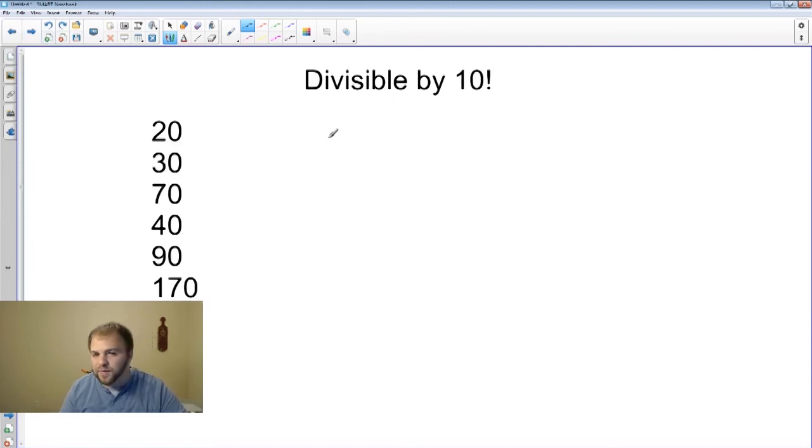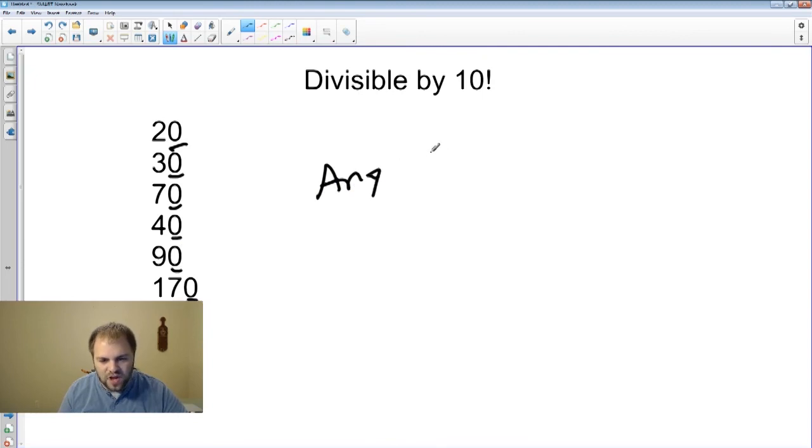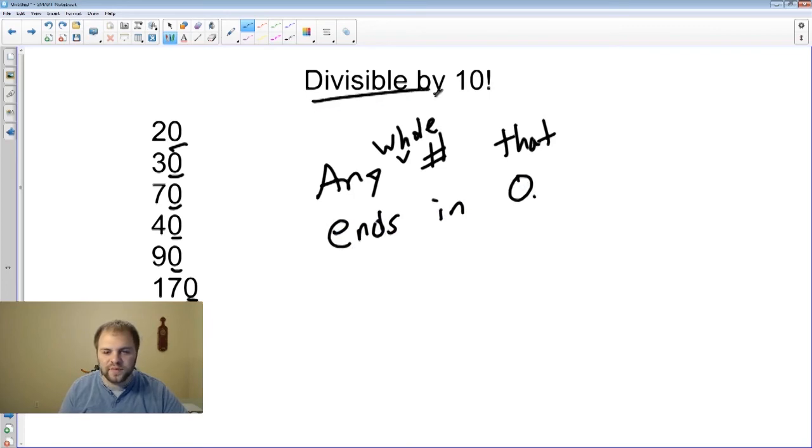Divisible by 10. I'm going to read them off and you're going to catch it again. Watch. 20, 30, 70, 40, 90, 170, 610, 400, 260. Just looking at it and hearing it, you quickly see that every single one of these ends in a 0. So that makes the rule very simple. Any whole number that ends in 0 will be divisible by 10.